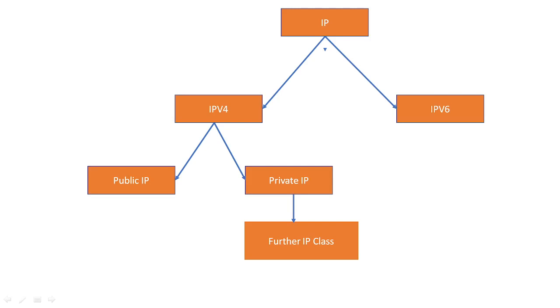Then whether it is IP version 4, whether the public IP or the private IP, we have IP classes. There are 5 IP classes actually. Now this is clear.